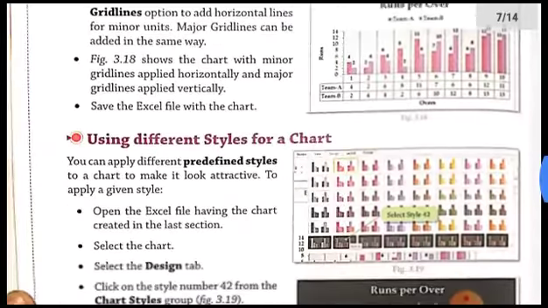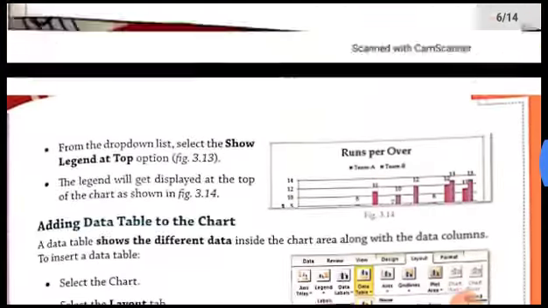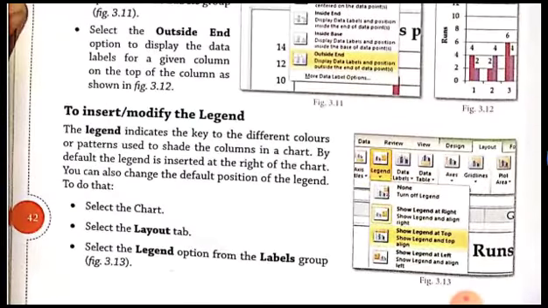Legends are used for indicating the keys to the different colors or patterns. What is the meaning of key? They tell us what color is used for what particular value or what particular topic. So they indicate the key to the different colors or patterns used to shade the columns in a chart.